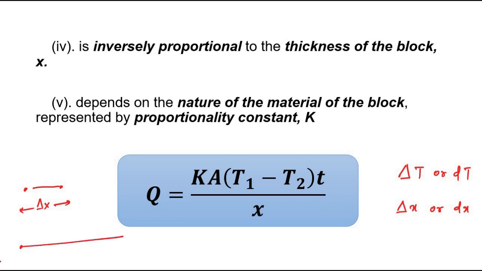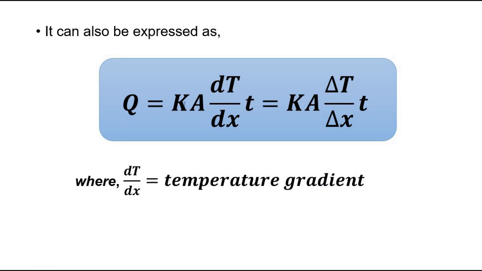Let's say from the origin this is one point and this is another point. Let's say this is x2 and this is x1. So the gap between them will be equal to x2 minus x1, or we can say final position minus initial position, in whichever way we want to represent it. So we can write x as dx. So this relationship of heat flow takes this form. Q is equal to K A dT by dx into t, or K A delta T by delta x into t.